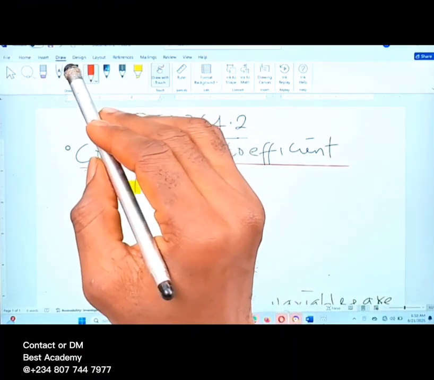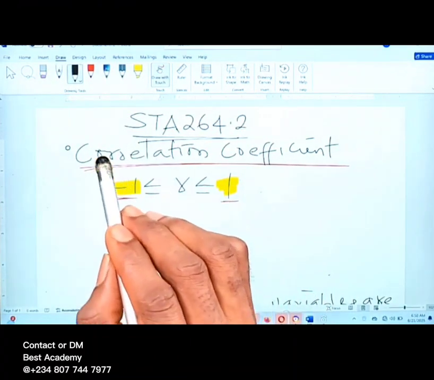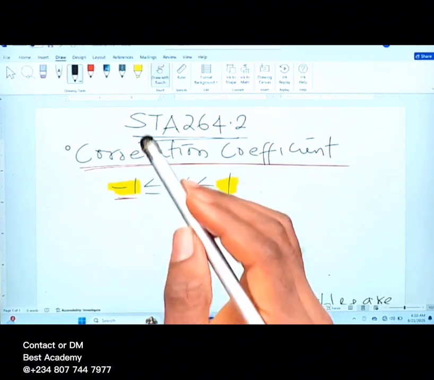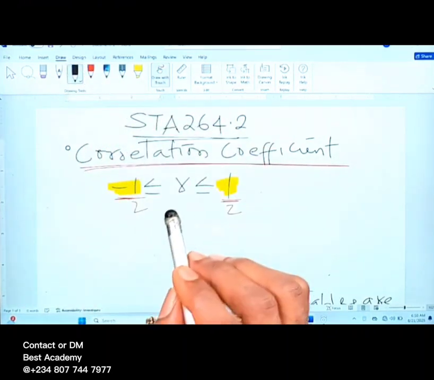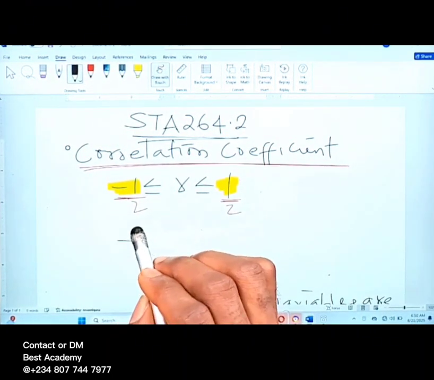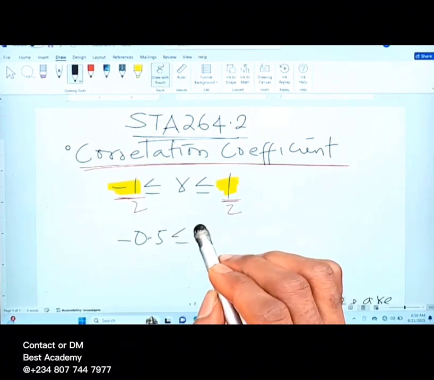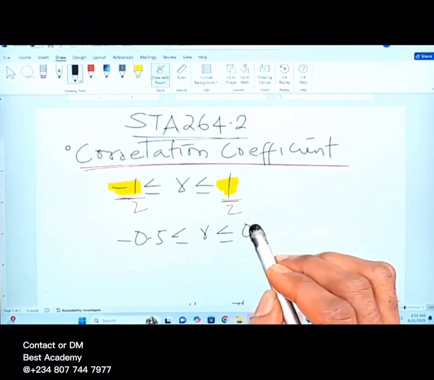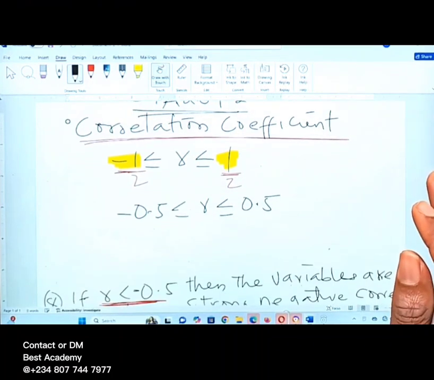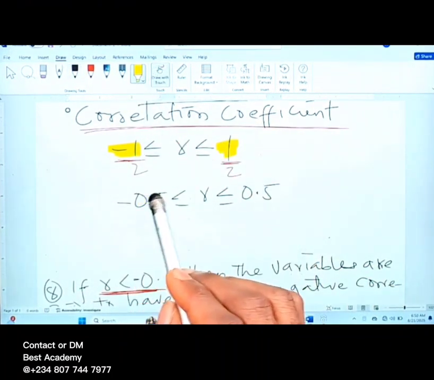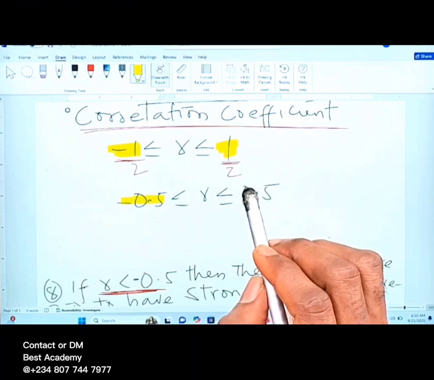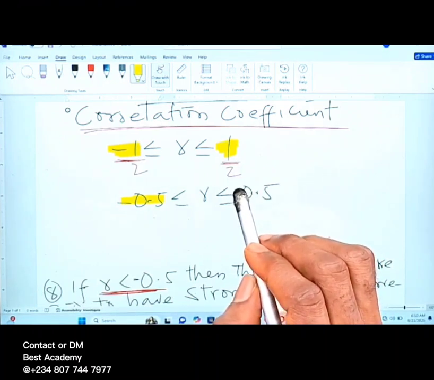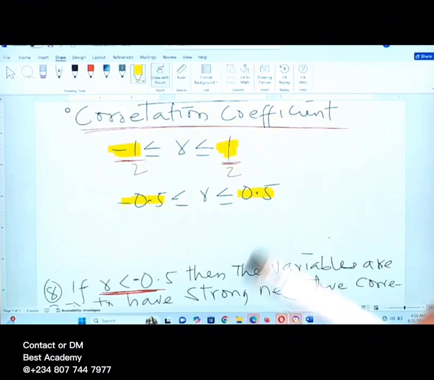The next step is to get the next value other than -1 and +1. That means half of these, so the next correlation other than -1 and 1 is -0.5 less than or equal to R less than or equal to 0.5. If a value is equal to -0.5, we have a negative moderate correlation. If it is equal to +0.5, we have a positive moderate correlation.